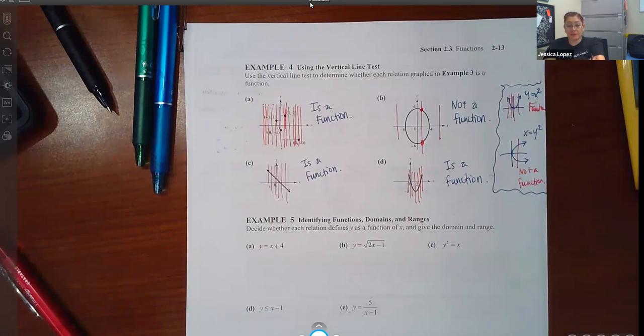Now, for example 5, this one wants us to identify functions, domains, and ranges. So it says, decide whether each relation defines y as a function of x and give the domain and range. So essentially what you want to do is you want to get y by itself, okay? And then if you can get y by itself, then you want to make sure that for each x, you get just one y value back out, okay? So for every x that you plug in, you should only be getting one y value back out.